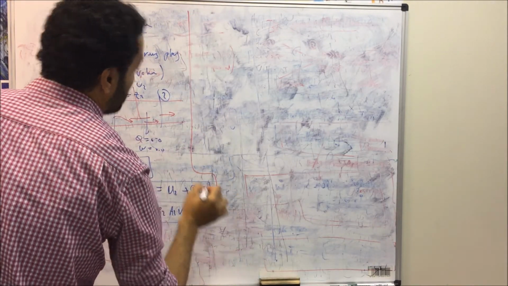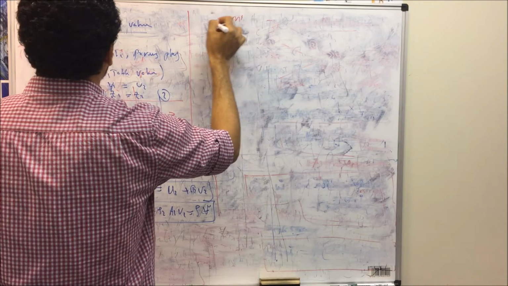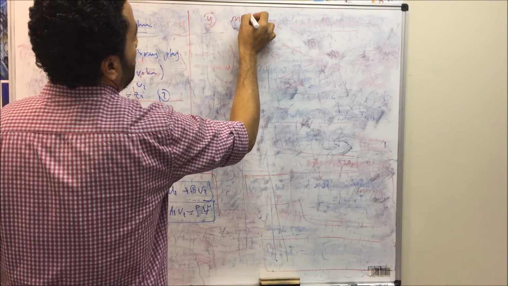In case we have a mixing chamber, let's say this is device 4.